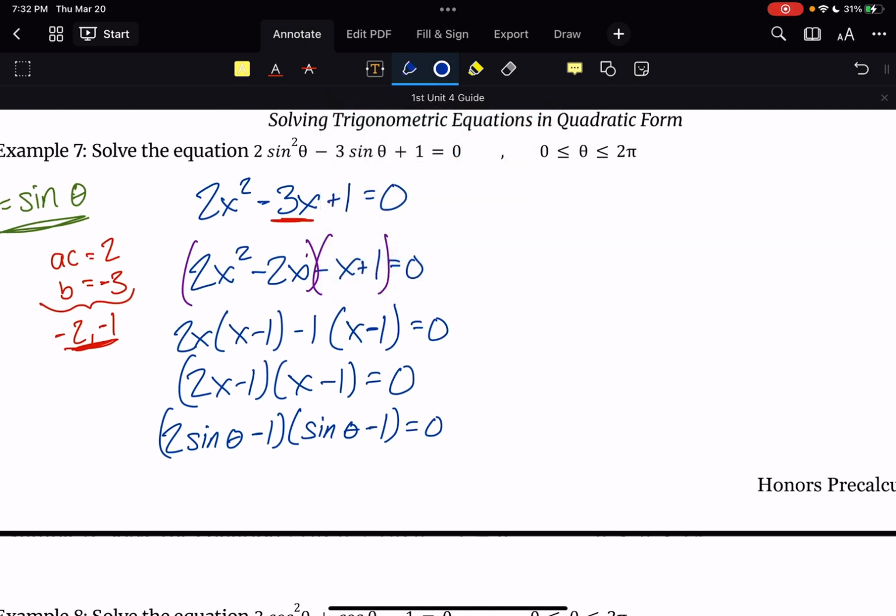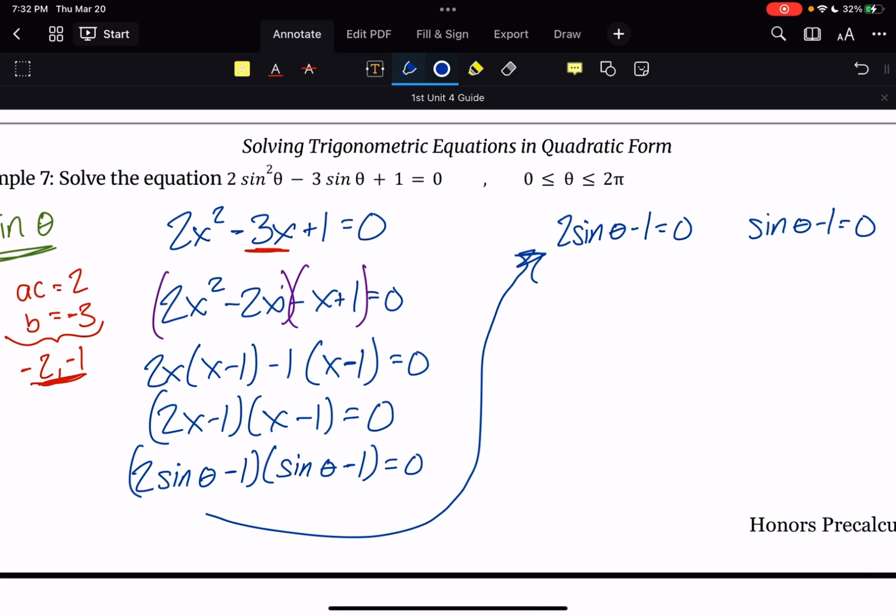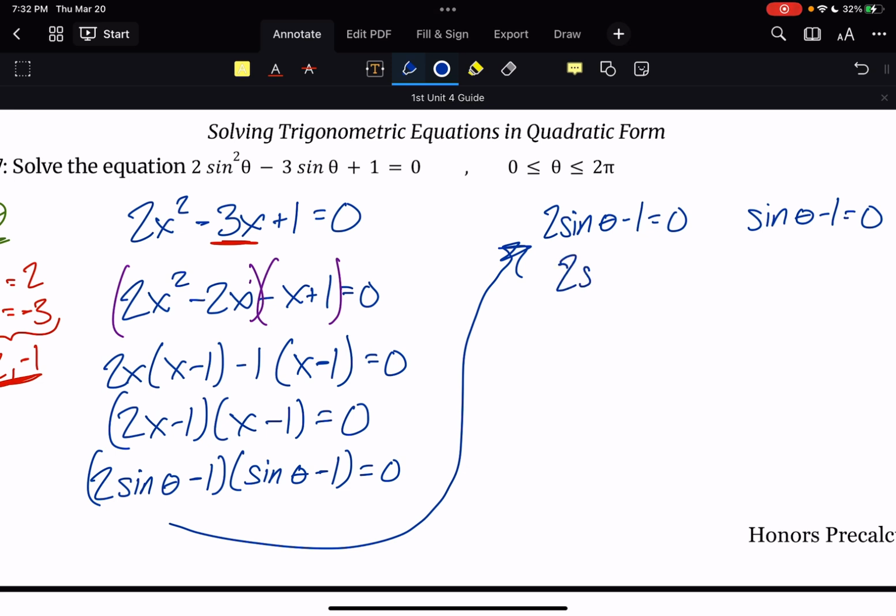So I get 2 sine theta minus 1 is equal to 0. And then I also have sine theta minus 1 is equal to 0. So solving that equation first on the left, I'm going to add 1. So I get 2 sine theta equals 1. And I'm going to divide by 2. So I get sine of theta equals 1/2. And then to get that theta alone, we know we're going to be doing inverse. So now I'm asking myself, where do I get a sine of 1/2 on my unit circle? And that would be at pi over 6 and at 5 pi over 6.